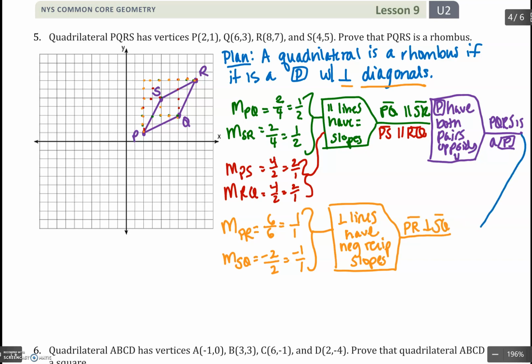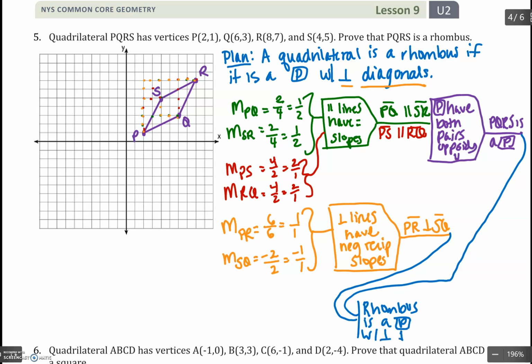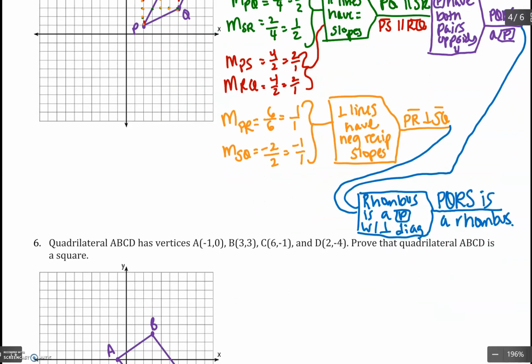Putting these concepts together, I can say a rhombus is a parallelogram with perpendicular diagonals. And so since I have a parallelogram with perpendicular diagonals, PQRS is a rhombus. If you prefer this version, please pause here and you can write this one down.